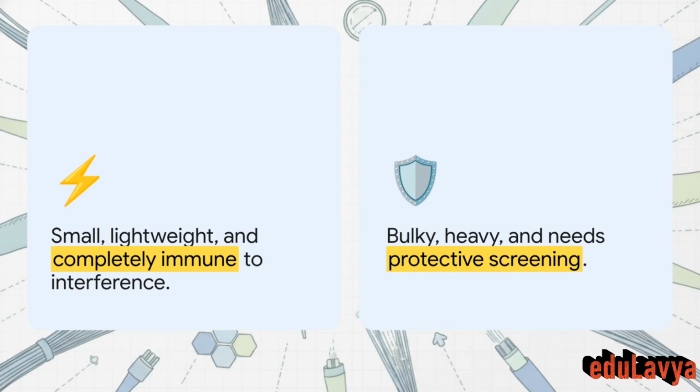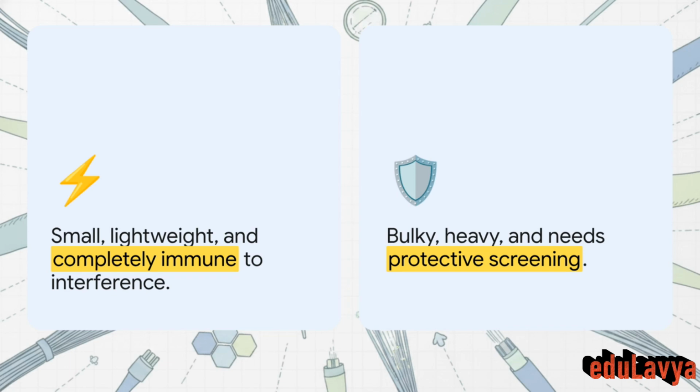When we compare fiber directly to the older standard, copper multi-pair cables, the difference is night and day. Copper is bulky, it's heavy, and it's fundamentally susceptible to electromagnetic interference. If you run a copper cable anywhere near a high-voltage power line, your signal gets completely scrambled unless you use incredibly heavy, expensive protective shielding. Fiber, on the other hand, it's small, it's incredibly lightweight, and because it uses light instead of electricity, it is completely immune to electrical noise.